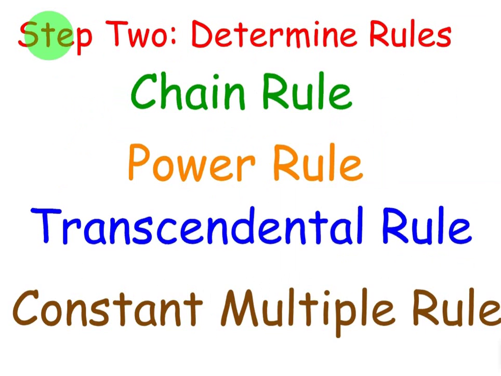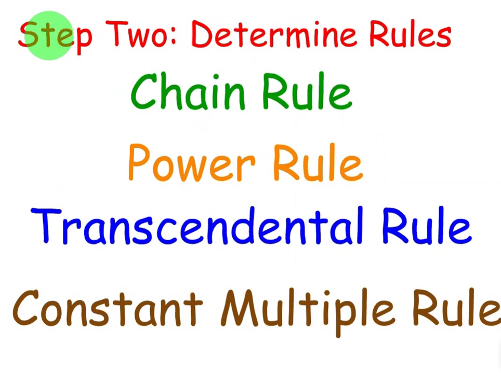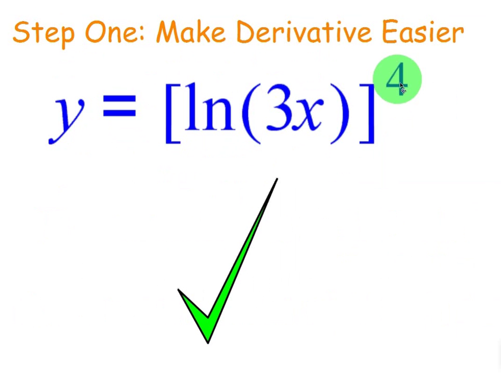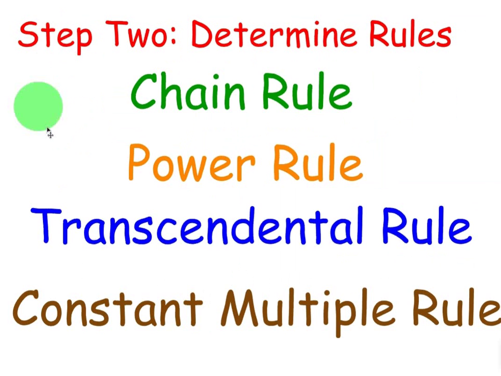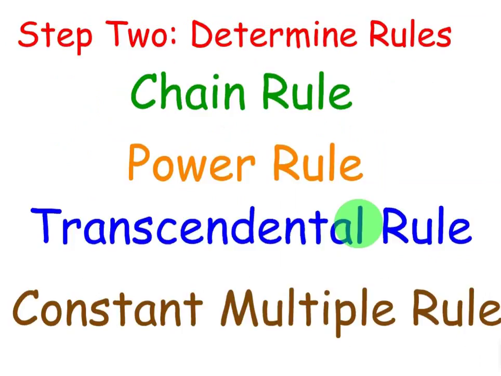However, we do want to look at which rules we're using, since we have a function inside of a function inside of a function. We're going to be using chain rule, and we have to take the derivative. We're going to be using power rule, because this is a numerical exponent. We're going to be using the transcendental rule of the derivative of a natural log, and we're going to be using the power rule and the constant multiple rule, because 3x. So there's the rules we're going to be using.